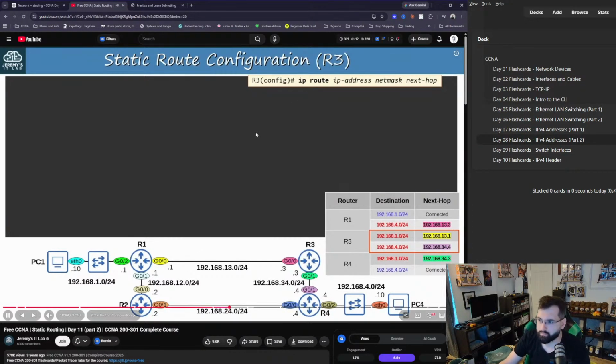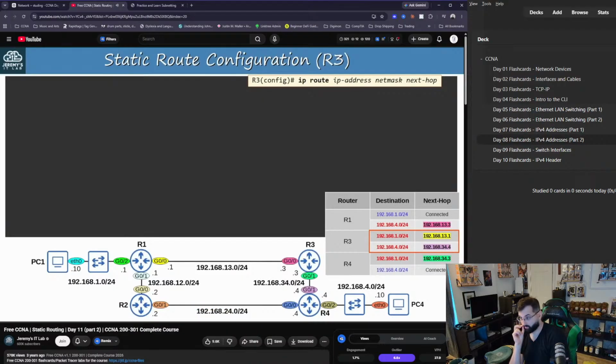Next up, R3. It needs two routes. It needs to be able to go back, right? So its route is going to be 192.168.1.0, the netmask is going to be 255.255.255.0, and then the next hop will be 192.168.13.1. And the other route is to 192.168.4.0/24, with the next hop 192.168.34.4.